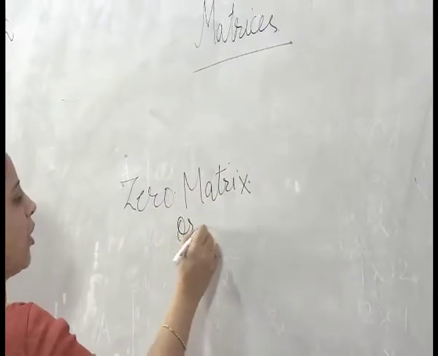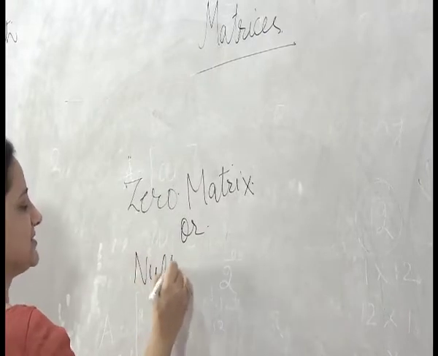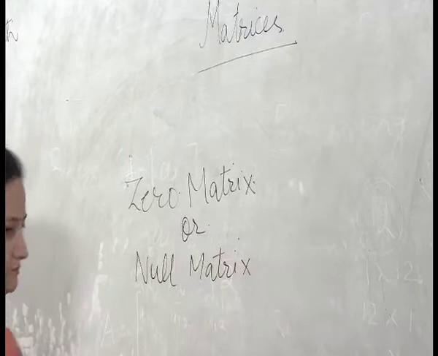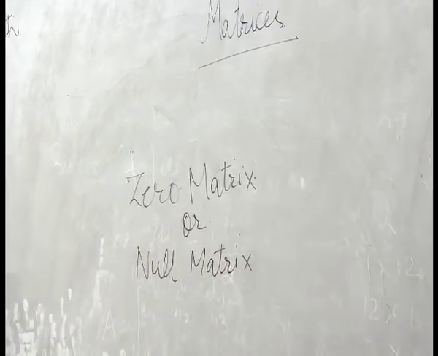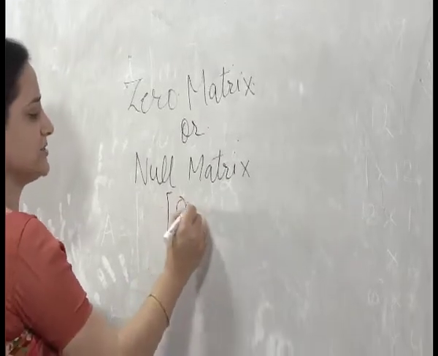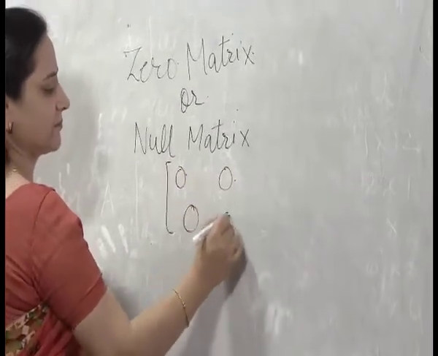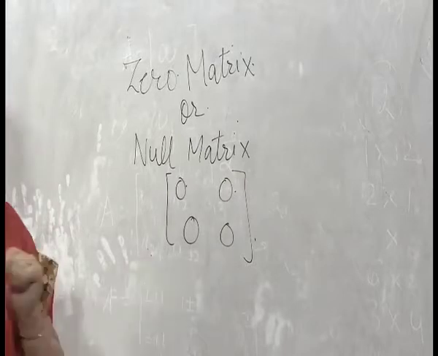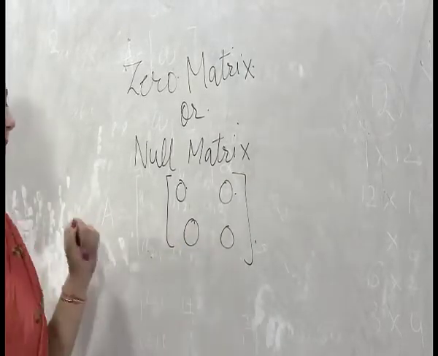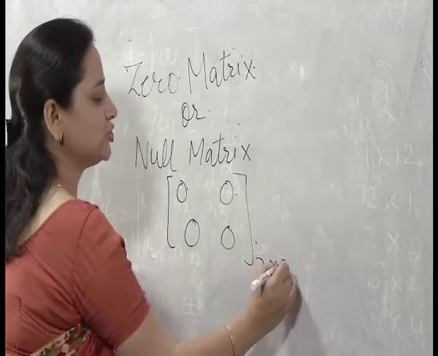Zero matrix or null matrix. A zero matrix is a matrix whose all the elements are zeros. This is a zero matrix. This is a zero matrix of order 2 by 2.